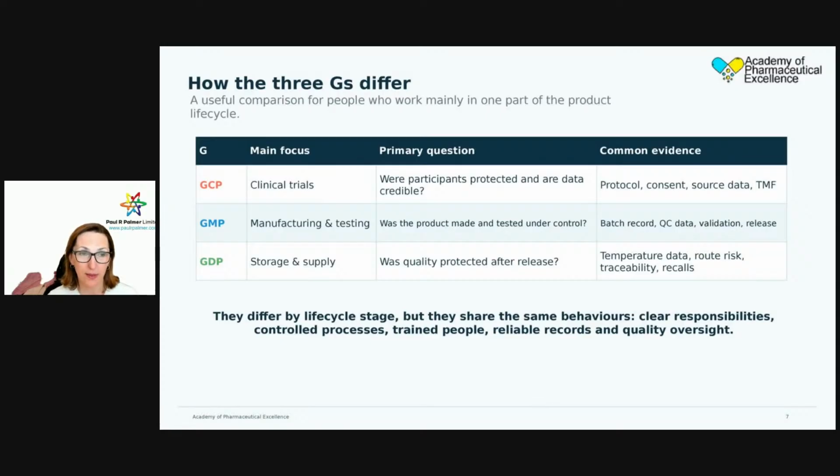A QP may depend on a supplier and the transport evidence. A clinical team may depend on the IMP manufacturing and labeling records. Your distribution team may depend on the product stability information from the manufacturing and the regulatory files. So the three Gs do differ, but they need each other, and their behaviors in essence are the same. They're clear responsibilities, controlled processes, trained people, reliable records, and quality oversight.